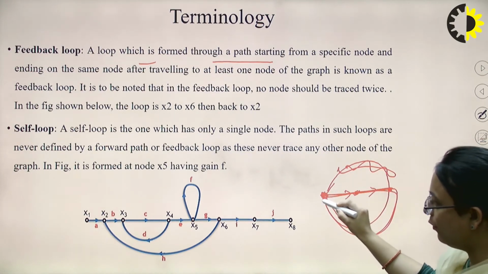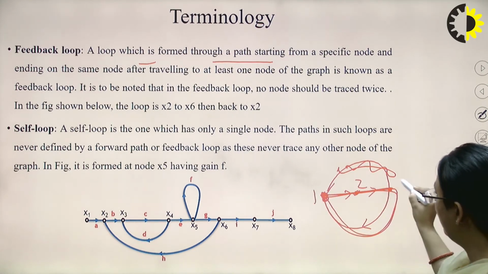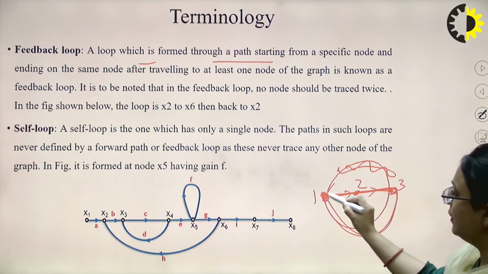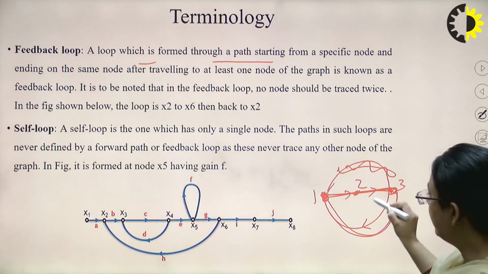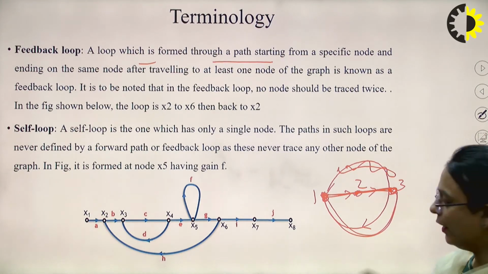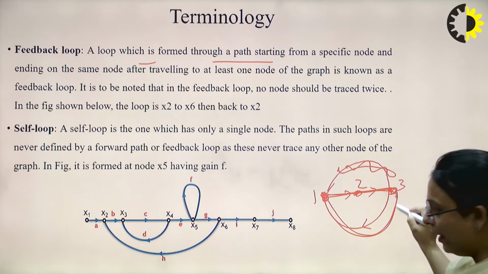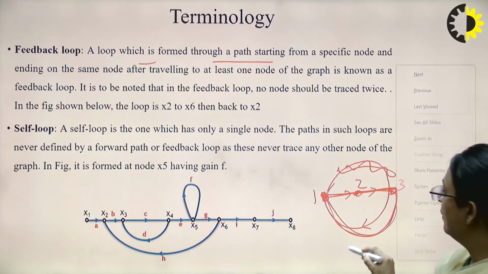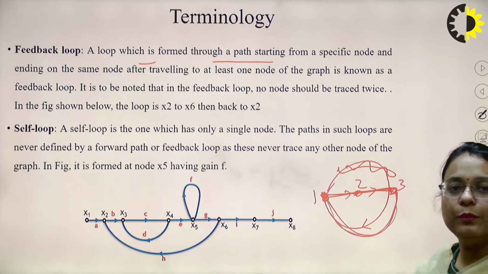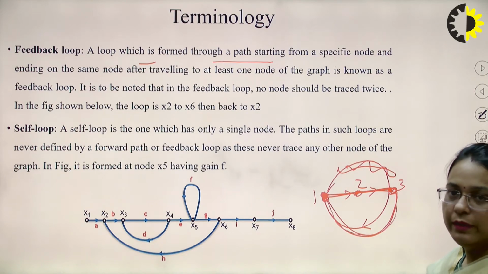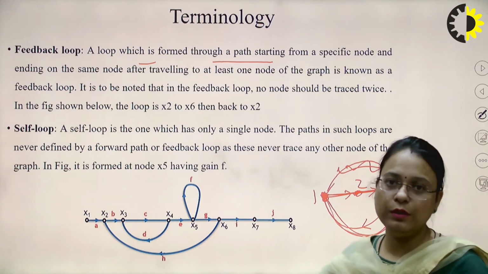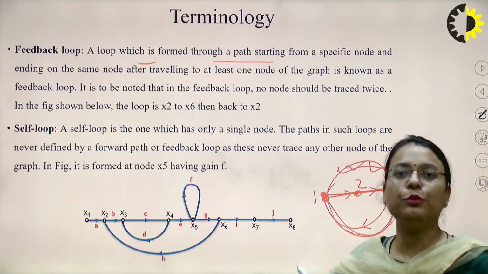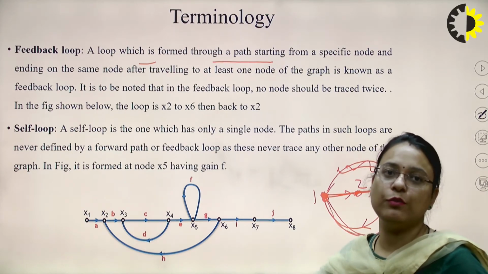It starts from here, node number 1. Let's say 1, 2, 3 are the three nodes. It starts from node 1, travels to node 2 and then to node 3, and then ends at node 1 only, okay? And there must be no repetition of the nodes. No node should be traced twice in the case of a feedback loop.